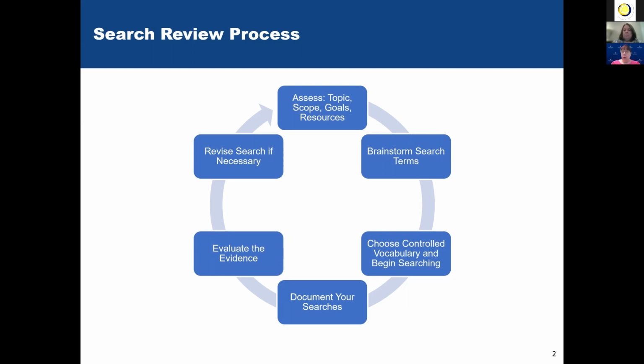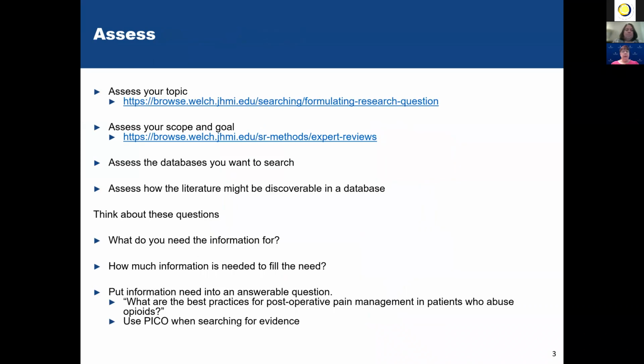And to go into it in a little more detail, so assessing. Assess your topic. And we have on this slide here some web pages on the library that can help you think about how to assess your topic, how to assess your scope and goal. Think about the databases that you might want to search. Think about how you might find that literature in the database. And then also think about, what do you need this information for? How much information do you really need to answer this question?